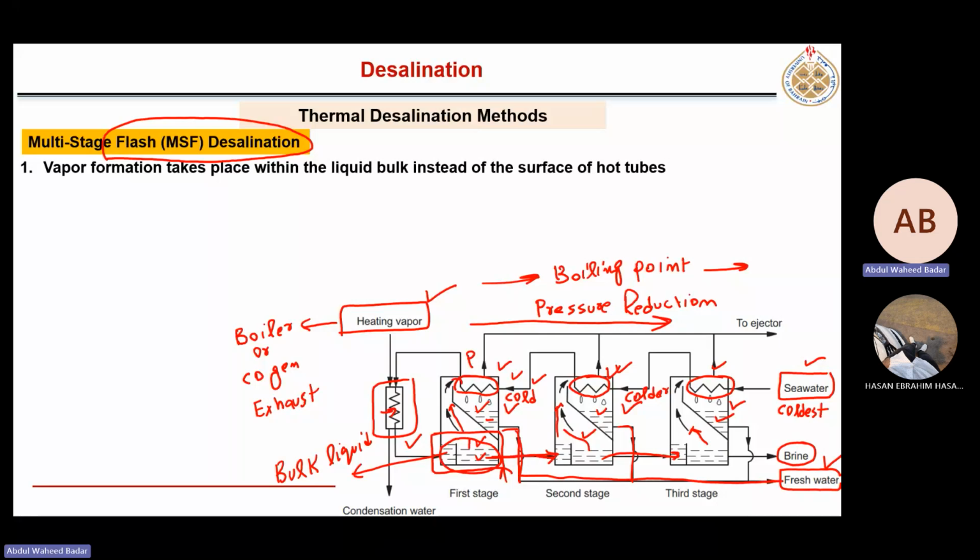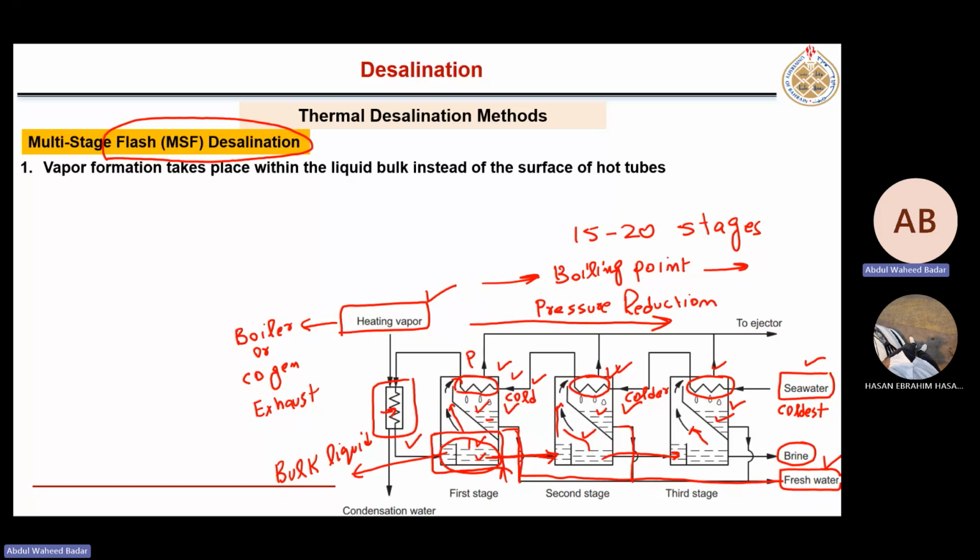Okay, so this process can be repeated even up to 15 to 20 stages. Here, as an example, only 3 stages are shown, but it may continue up to 15 to 20 stages. And in each stage, pressure is reducing. Okay, so hopefully the overall working principle of this system is also clear. It is very much similar to the previous one, but here the water in bulk is being evaporated, right?